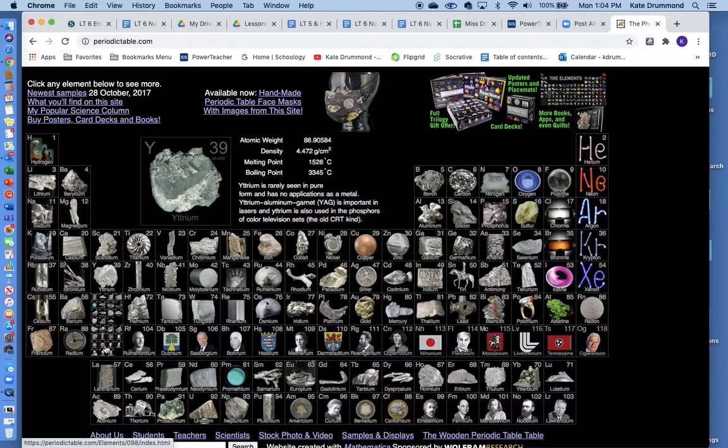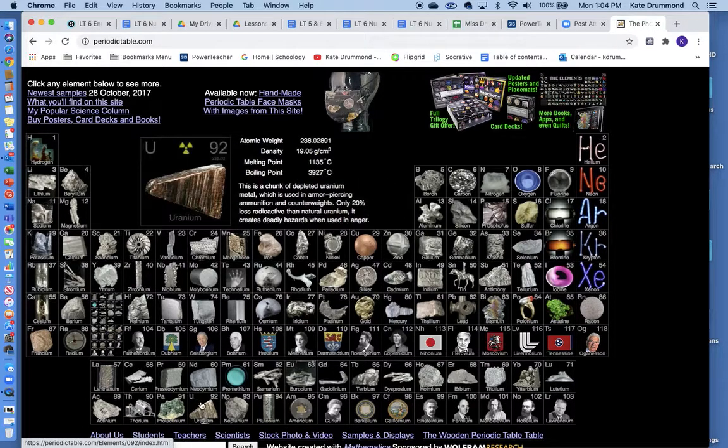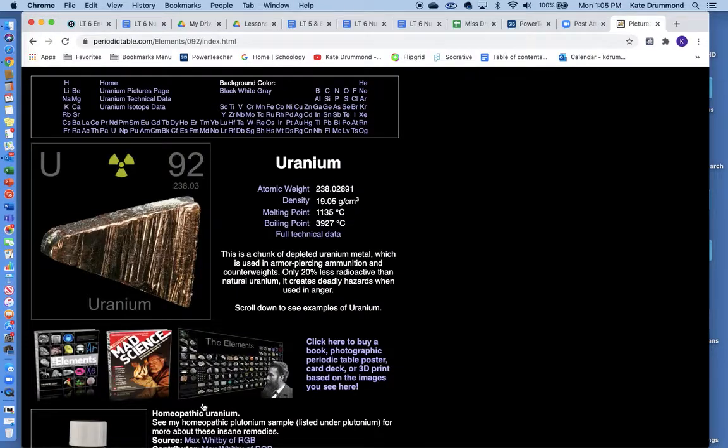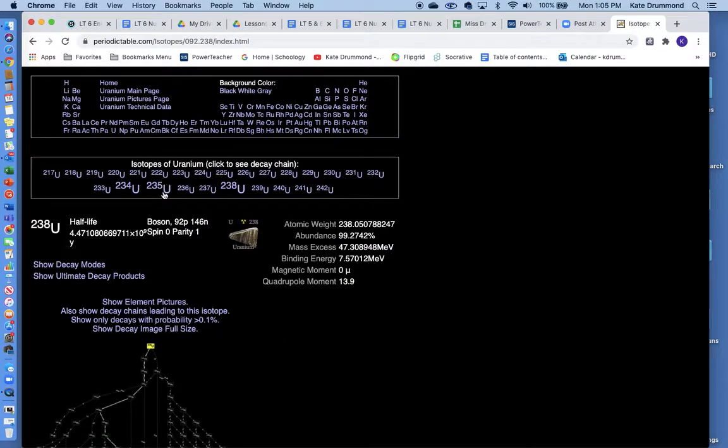So we're going to go to uranium-235. Here is uranium right here, number 92. We're going to click on it. And then there's lots of information on this element page about uranium, but we want to look at its isotope data. So we're going to click on the uranium isotope data link. And then we want to know about uranium-235 and what it has for binding energy. So we're going to click on it.